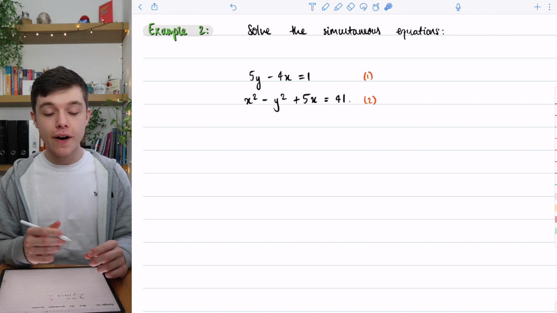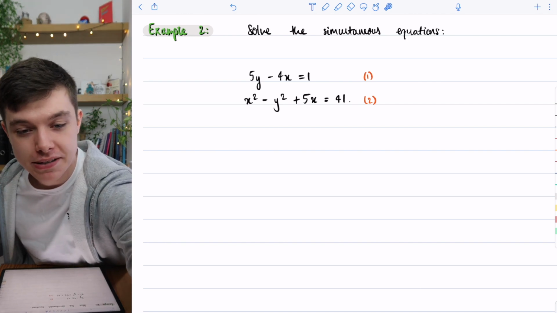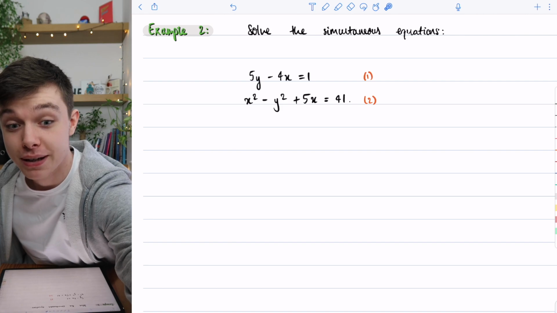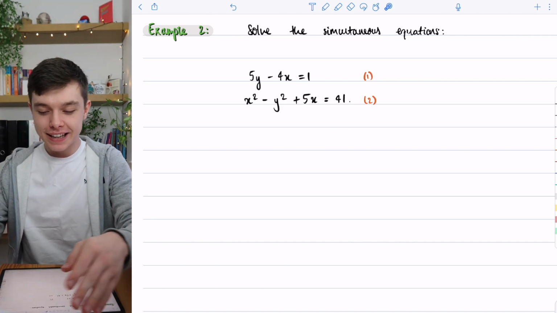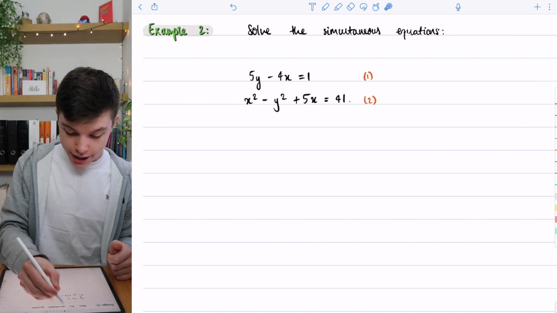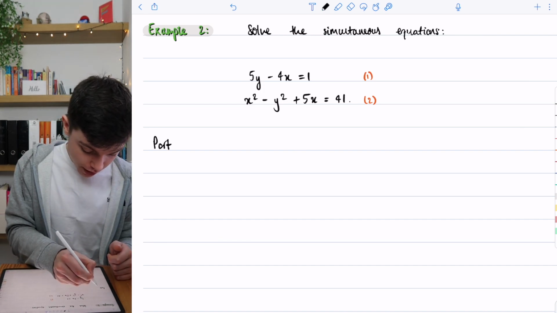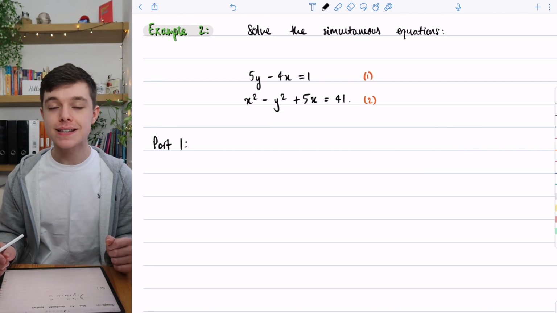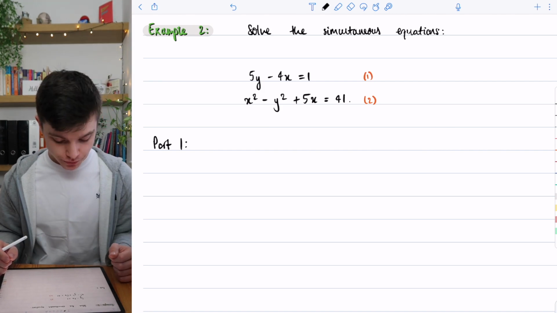Okay, hopefully you have had a go. I'm going to pull up my solutions so I know I'm doing this correctly, and let's have a look. So the first thing I'm going to do is rearrange equation 1, because that is my linear equation.